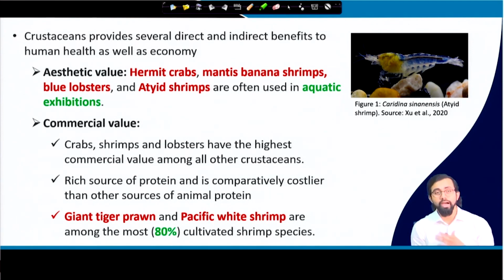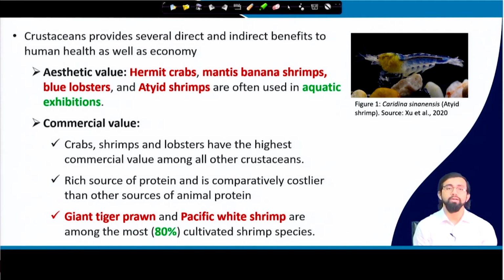They have some direct and indirect benefits on human health. In terms of aesthetic value, there are hermit crabs, mantis shrimps, blue lobsters, and ornate shrimps. You see the ornate shrimp, one example of how it looks. They are often used for aquatic exhibitions, or they are very rare and look very nice. So that's why we put them in aquariums and marine aquariums for aquatic aesthetic enhancement.